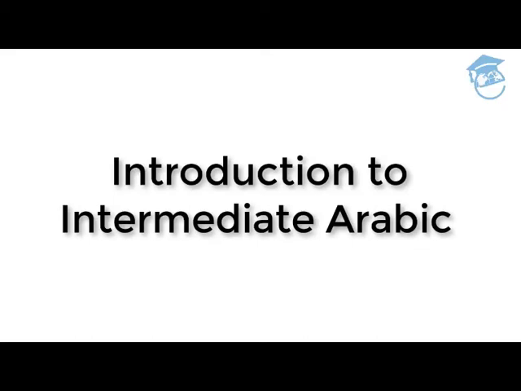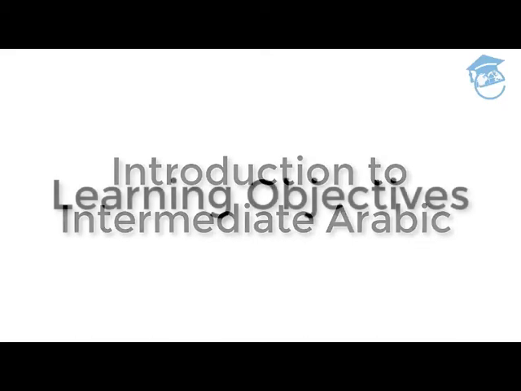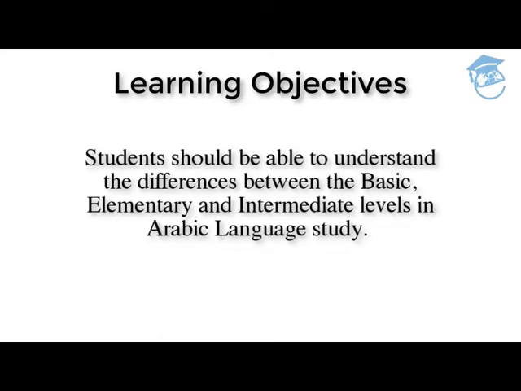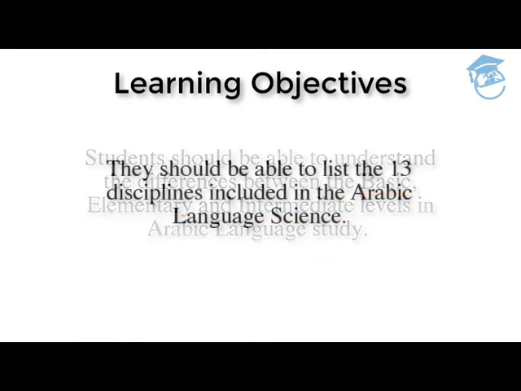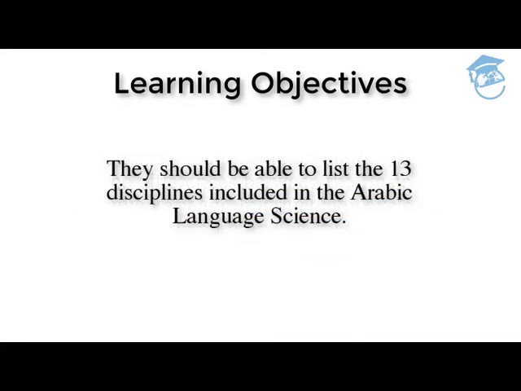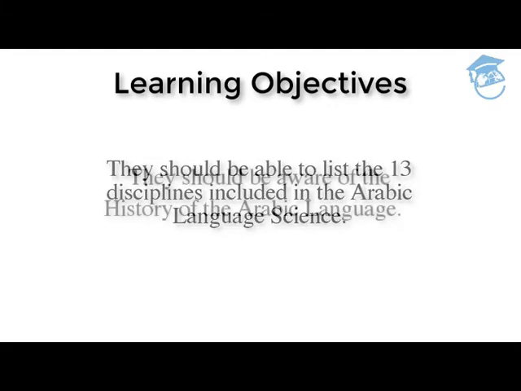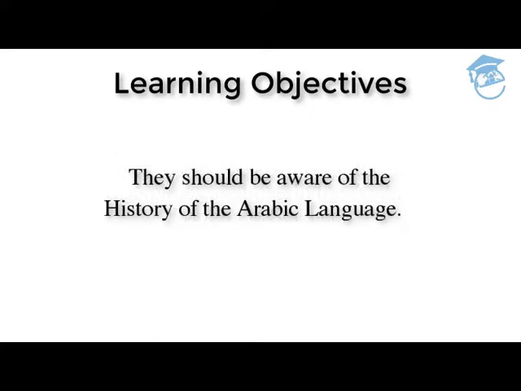Introduction to Intermediate Arabic. Learning objectives. By the conclusion of this video, students should be able to understand the differences between the basic, elementary, and intermediate levels in Arabic language study. They should be able to list the 13 disciplines included in the Arabic language science. They should be aware of the history of the Arabic language from pre-Islamic times through the codification of the language in the 9th century.